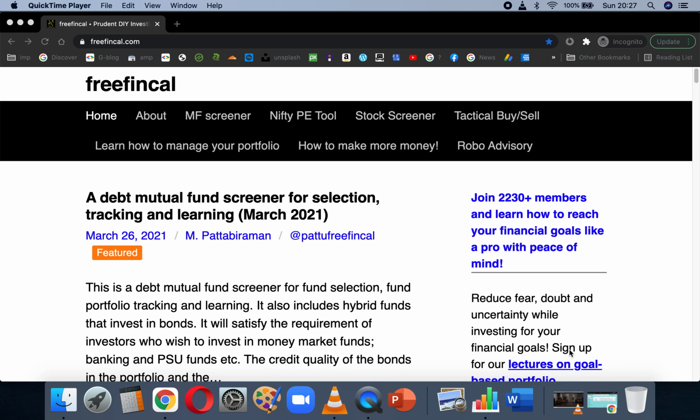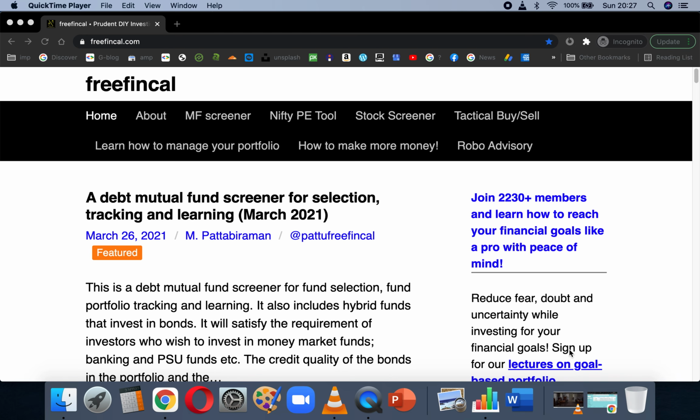From March 2021, I have introduced a new debt mutual fund screener. You can use this screener for selecting mutual funds, debt mutual funds, and also it includes hybrid funds, all kinds of hybrid funds. And you can use it for tracking the portfolio. You can use it also for learning about how debt mutual funds operate.